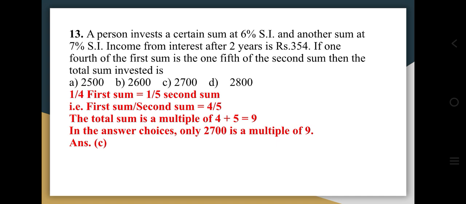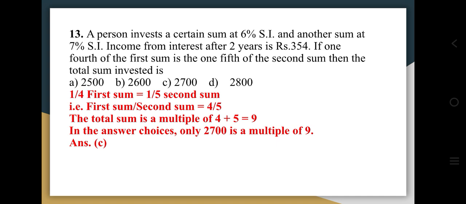But among the answer choices given, you note 2500 is not a multiple of 9. 2600 is not a multiple of 9. 9 does not divide 2600. 9 divides 2700. 9 does not divide 2800. So among the answer choices, only 2700 is a multiple of 9. So the correct answer is 2700.